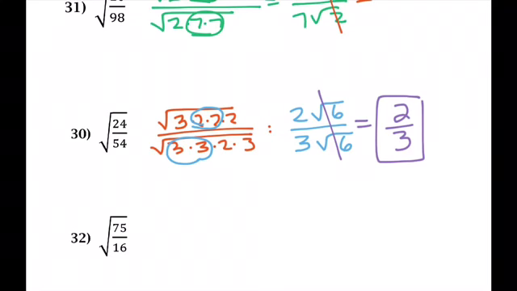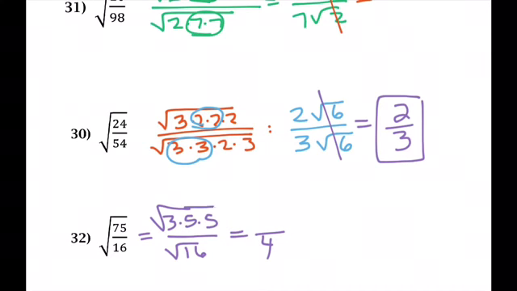Number 32, square root 75 over... 75 doesn't take 16 in there, but 16 is a perfect square number. So I'm going to think about square root of 16, and that's just going to give me my 4 for my denominator. So then the square root of 75, I'm just going to break that down to 3 times 25, so 3 times 5 times 5, and so that's 5 square root 3.